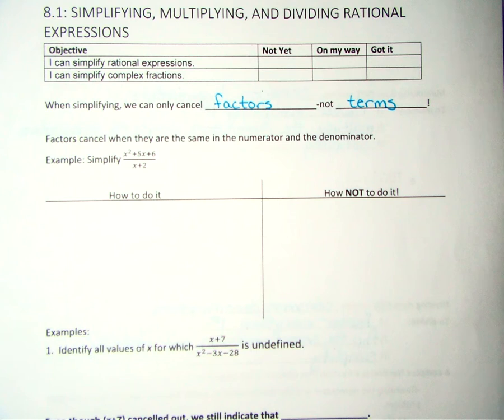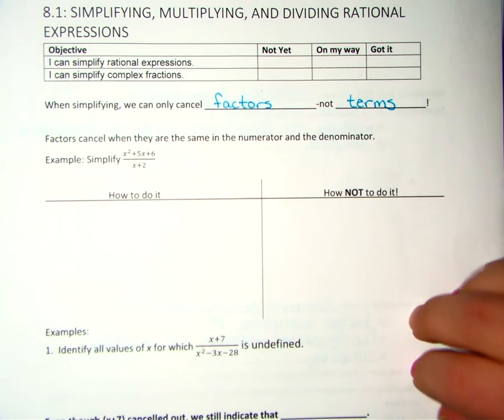On top, if I have 5 times x plus 3, x plus 3 and 5 are both representatives of factors. Terms, remember, are something that is added and subtracted within a rational expression. So we cannot cancel out something that is added or subtracted. This is a very common mistake, so it's important that you understand the difference between a factor and a term.